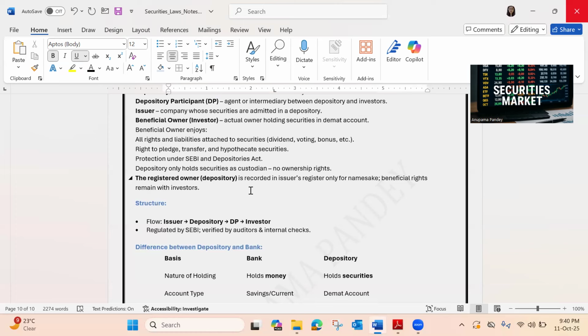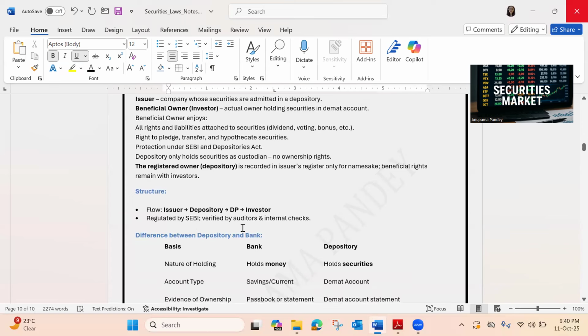And you may also make it vice versa: investor, depository participants for direct connection and direct coordination, depository and issuer. They are regulated by SEBI, verified by auditors and internal checks.